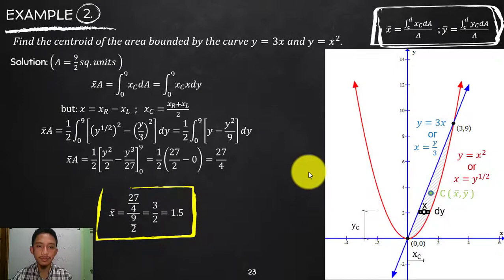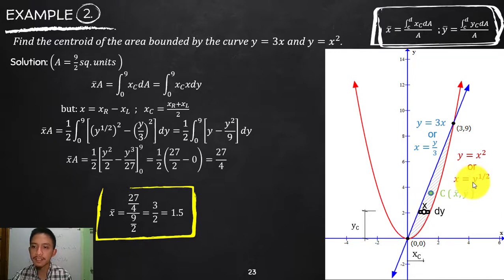But for number 2, let's see. Your x sub c is xr squared minus xl squared. So what is your xr? It is the x of that red curve. I have x equals y raised to 1/2.